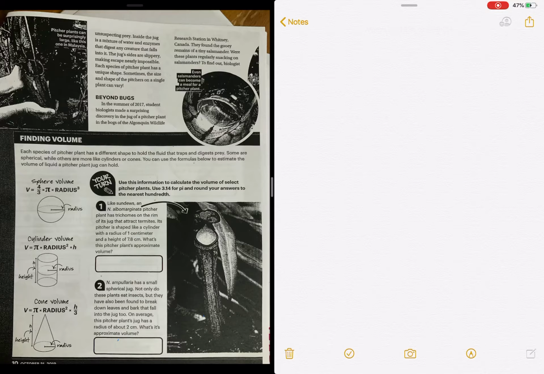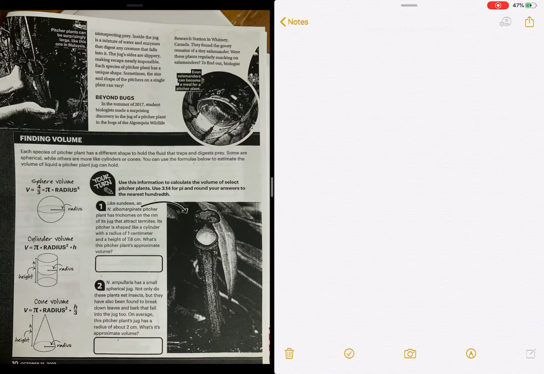So number 1, like sundews, an N. albomarginata pitcher plant has trichomes on the rim of its jug that attracts termites. Its pitcher is shaped like a cylinder with a radius of 1 centimeter and a height of 7.8 centimeters. What's this pitcher plant's approximate volume?